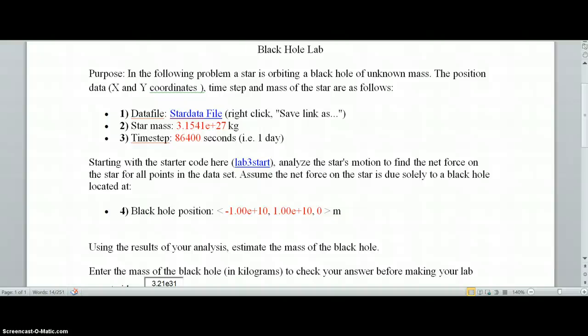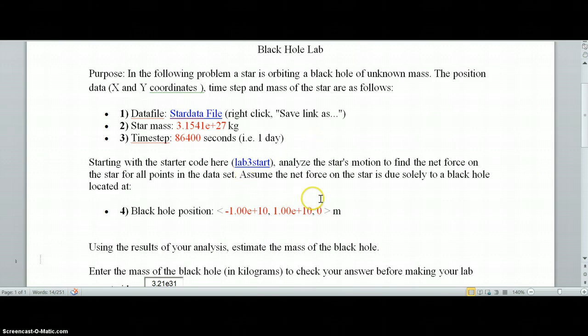This is my lab 3, the black hole lab. The purpose in this lab is to analyze the motion of a star to find the net force on the star and also to use that information to estimate the mass of a black hole that this star is orbiting. So we were given a data file, star data, to download with the position data for the star, the mass of the star, and the time step or change in time between each position reading.